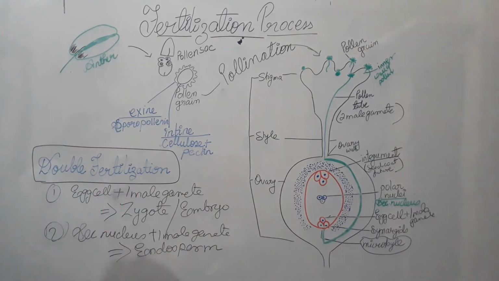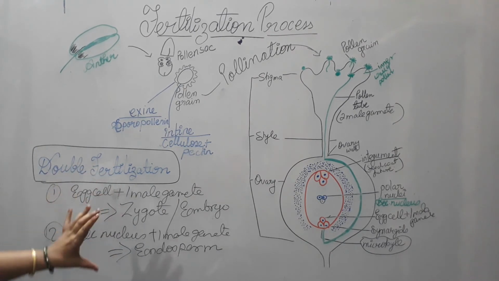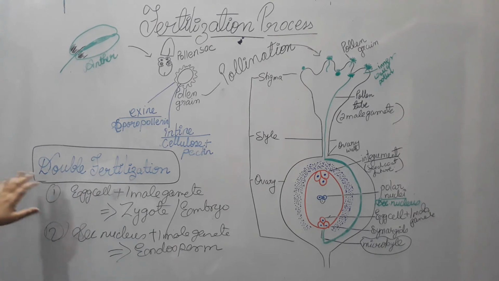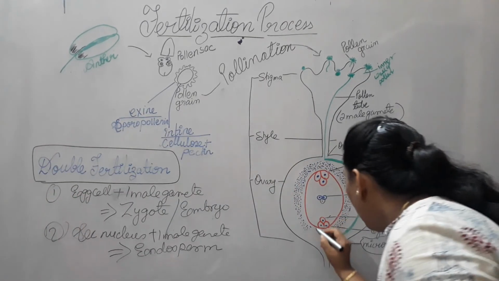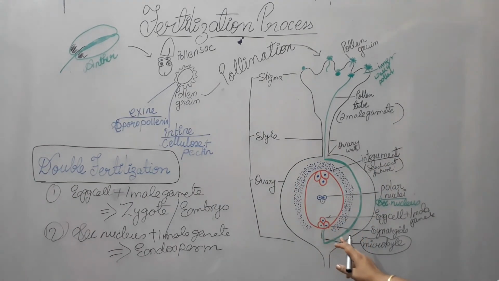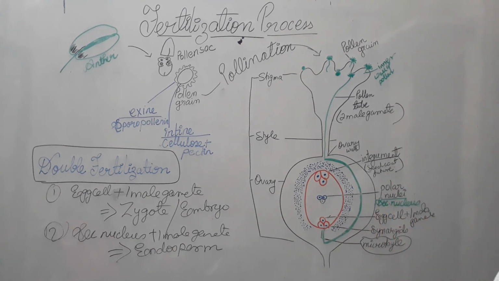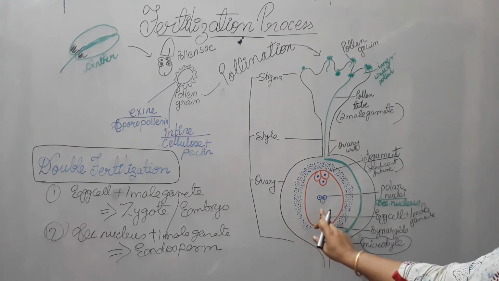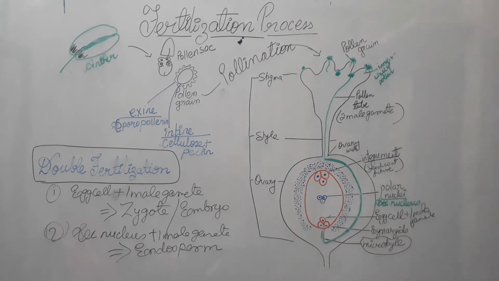Alright, now what will happen when the process of fertilization is complete? After this double fertilization, as a result, this portion is going to develop into the embryo, a new baby seed, and this other part is going to be inside the seed, which will be the nutrition for the embryo at the time of development. So this is their function.